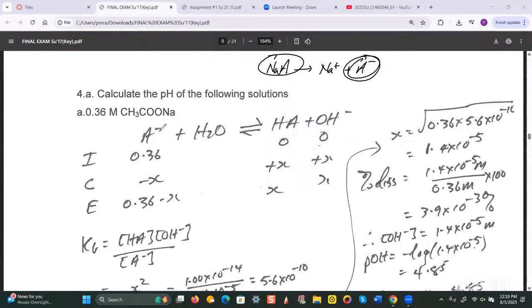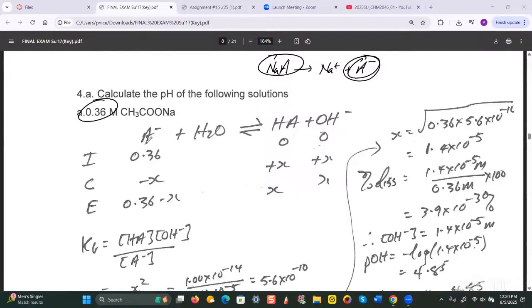So the A minus concentration initially would be the same as this right here, which is 0.36, right? Initially, you're going to have no HA or OH minus, and then the change here would be that for the A minus, it is going to be minus X as the system approaches equilibrium. The change here would be plus X and plus X. So at equilibrium, you're going to have 0.36 minus X for A minus, and X for HA and OH minus.